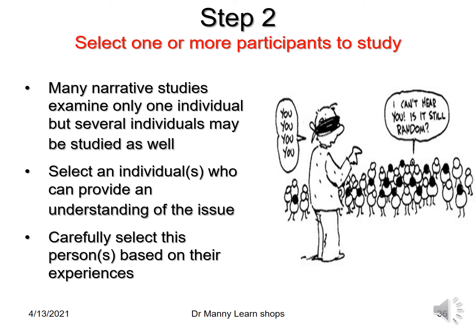Step 2. You select one or more participants to study because they know about the phenomenon and you know that they know about the phenomenon. This is purposive sampling. The sample is purposely chosen. Many narrative studies examine only one individual, but several individuals can be studied as well. You select an individual or individuals who can provide an understanding of the issue. And you carefully select this person or persons based on their experiences.